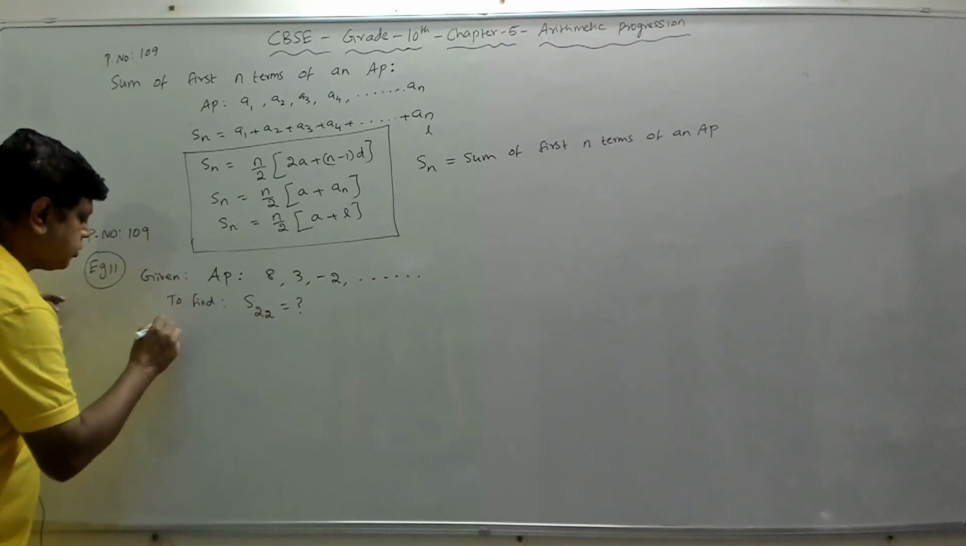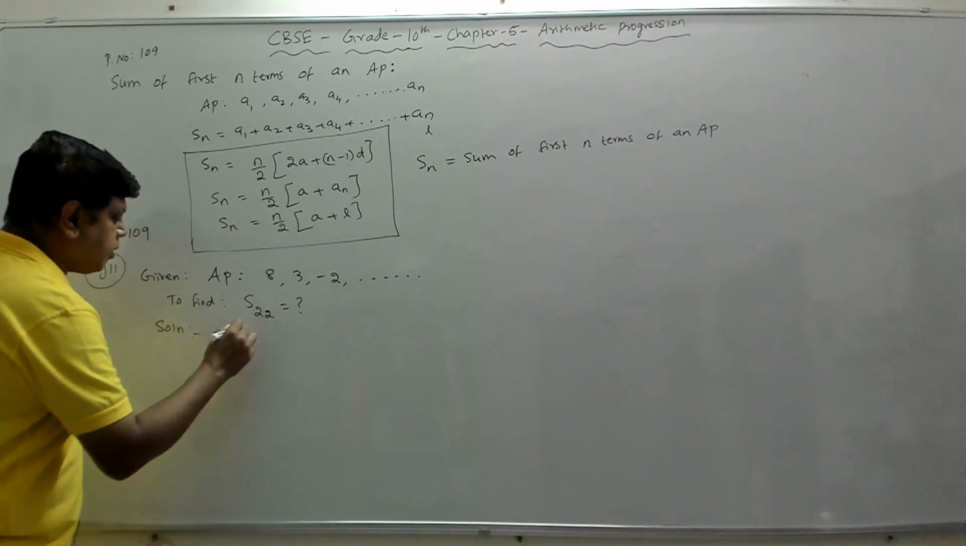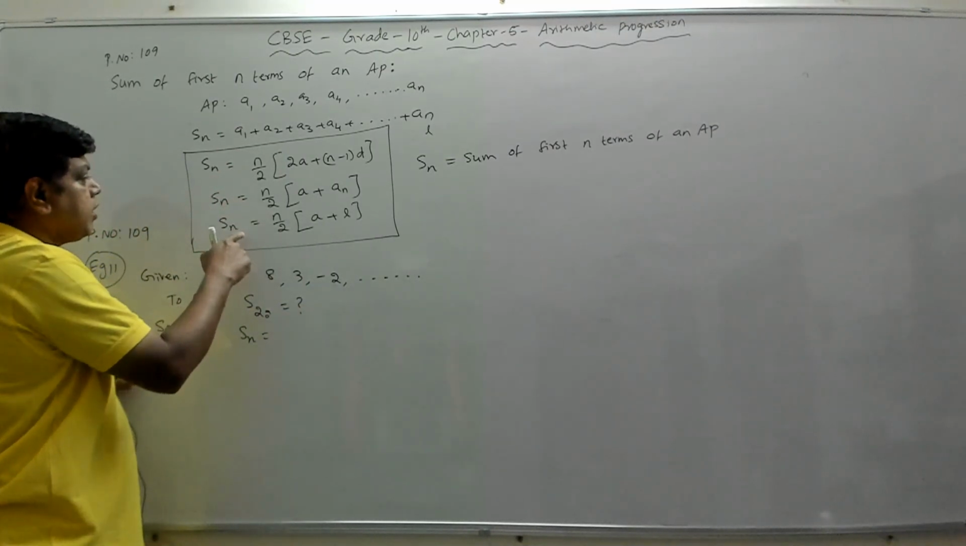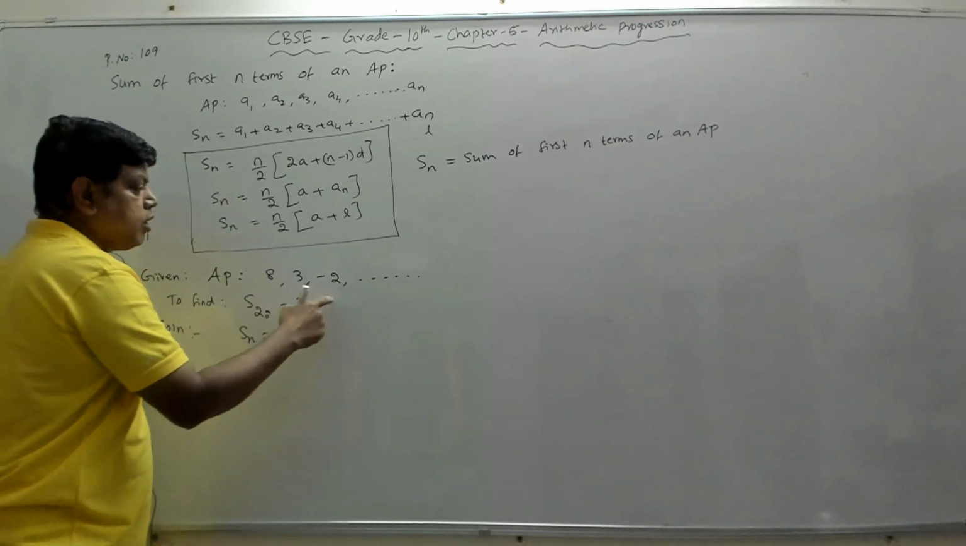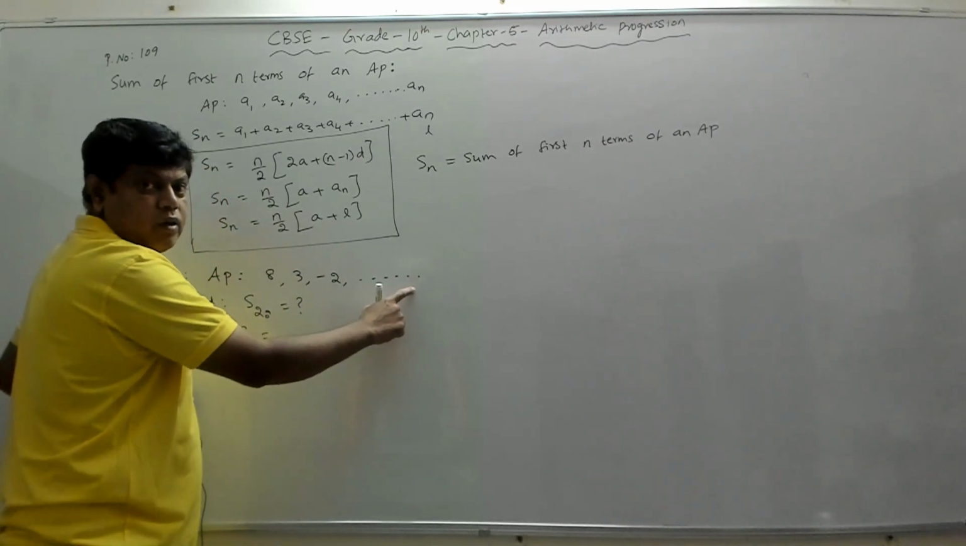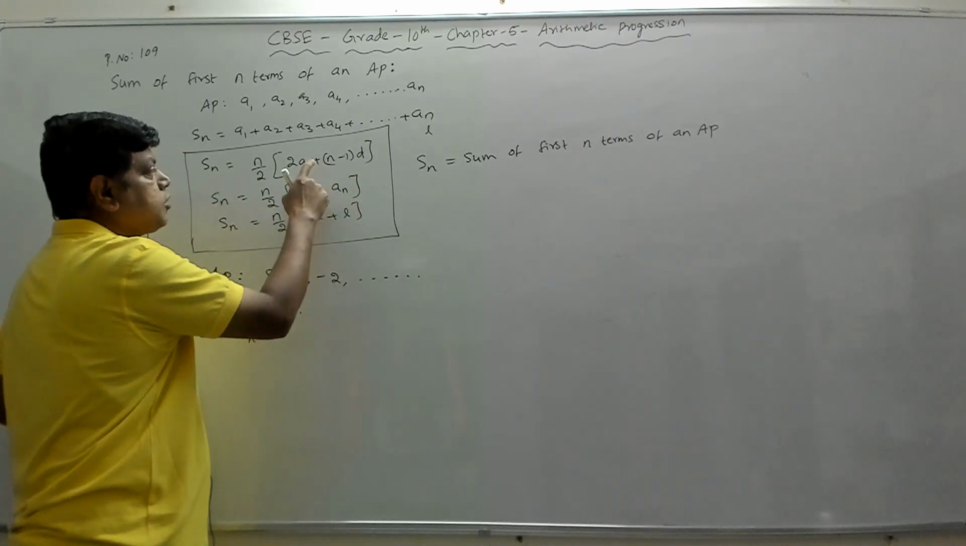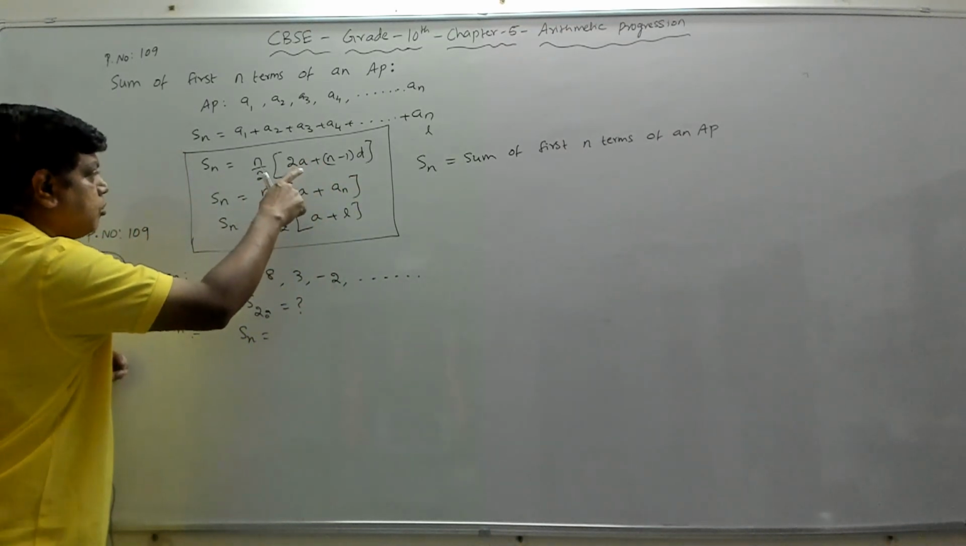Now the solution. What is the formula for Sn? Here we have to see which formula we have to choose, either this or this or this. Now the last term is not given. We don't know the nth term here. So we cannot use either of these two formulas. We must use this formula only. Right? So we will go for this.